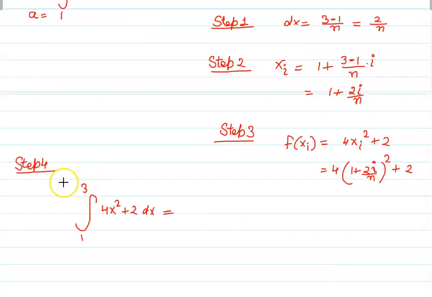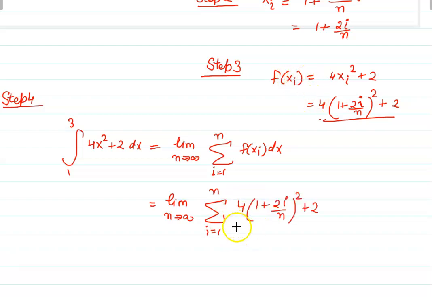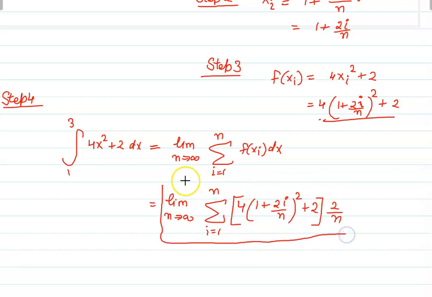This is the last step 4, where we write the definite integral using the limit of Riemann sum. Plug in the values into this expression. We have already got the expression for f of xi. Let us plug in that here. This all was the expression for f of xi, and then we write the expression for dx. So this is how we write the given definite integral using the limit of Riemann sum.